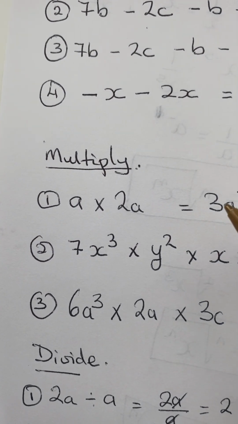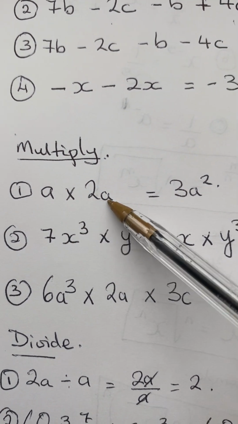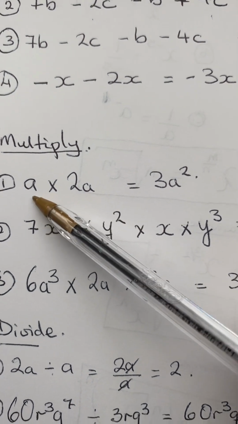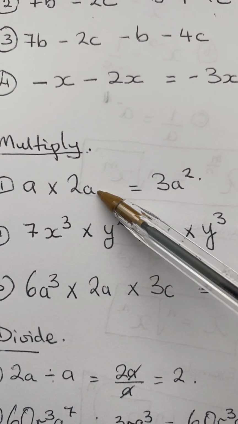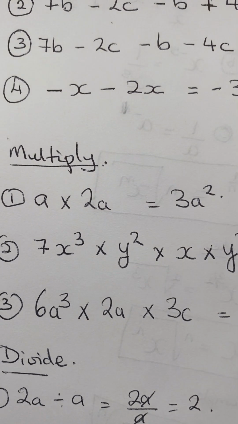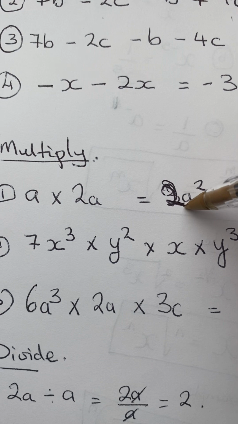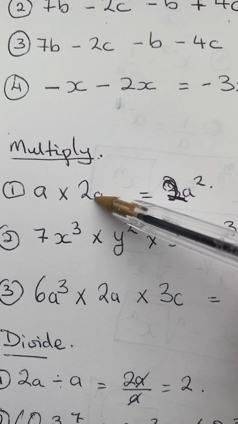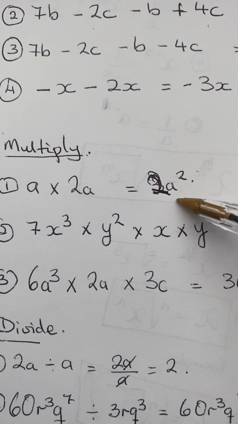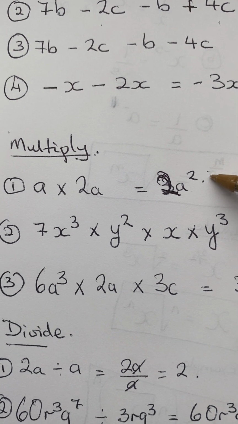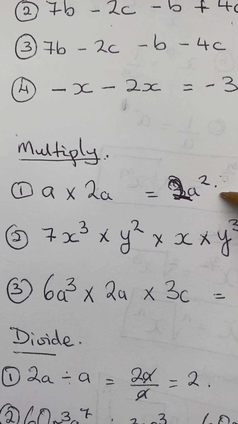Now multiplying. Three days ago, we saw that a times a is a squared. So here a times 2a will give us 2a squared, not 3, because it's 1 times 2. 2a squared. Okay, because we are multiplying, we are not adding.